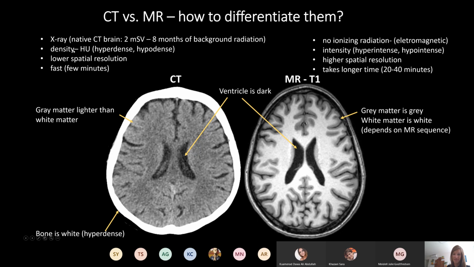On CT, we talk about density, and on MR, we call this intensity. So in CT, we call things hyperdense, hypodense. On MR, we call them hyperintense, hypointense. The CT has lower resolution, but it's much faster. A CT scan takes a few minutes. And MR has higher spatial resolution, but it takes longer, depending on the protocol. Brain MR can take like 10, 20 minutes or even longer, depending on how many sequences we are acquiring.